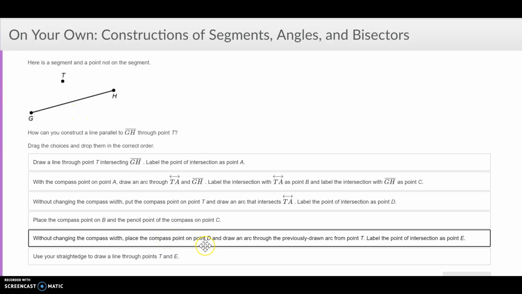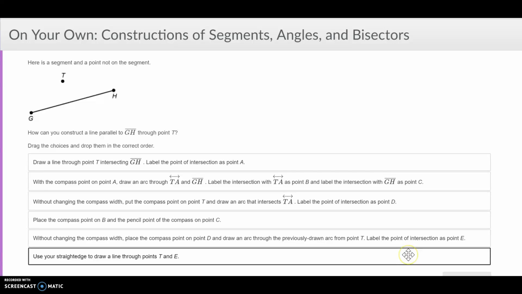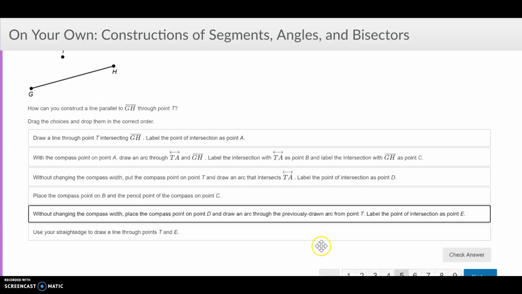Without changing that width, we're going to place the compass on point D and draw an arc that goes through the previously drawn arc of point T. Label that intersection E. Use our straight edge to draw a line through points T and E.